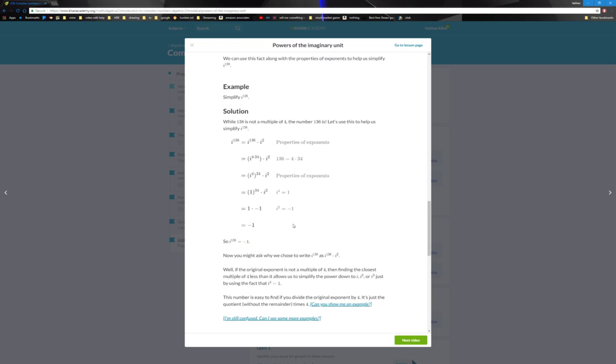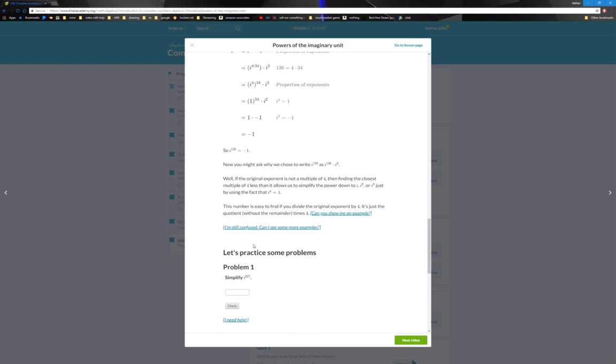You could also go i to the 136th, and then i to the 137th would be i, and i to the 138th would be negative 1. So there you go. Also, you could use that. So i to the 138th would be negative 1.